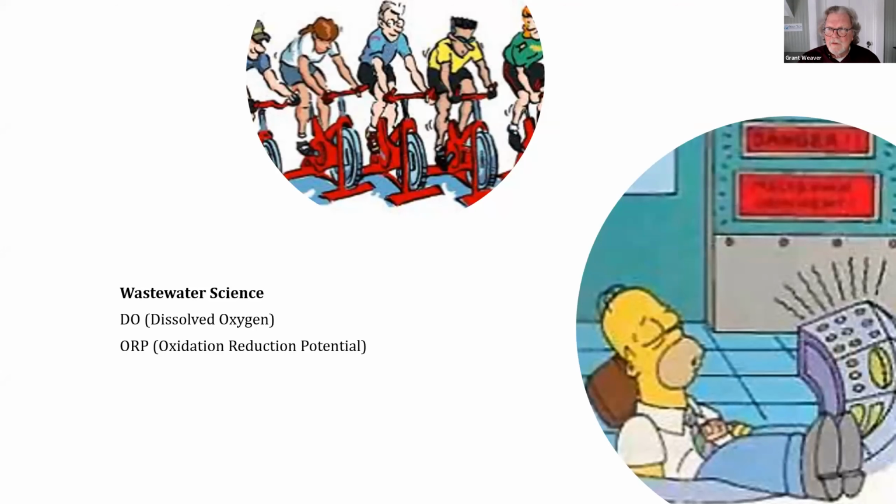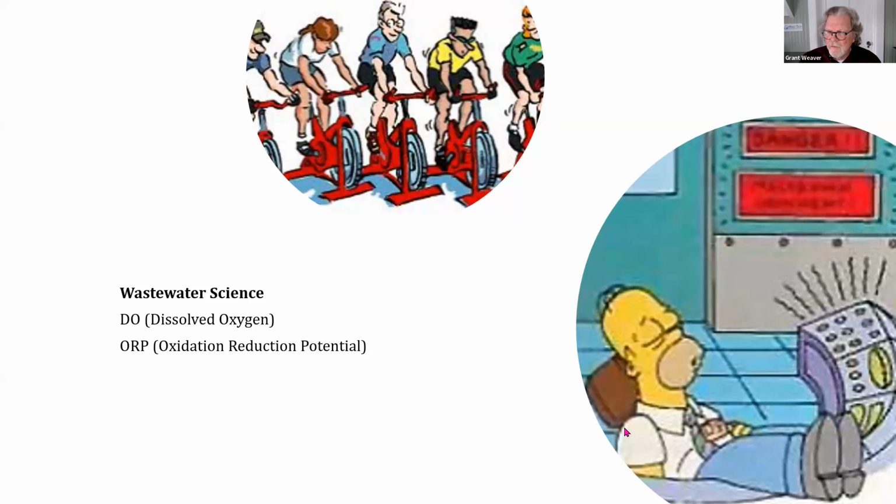ORP is an instrument that looks and acts a lot like a dissolved oxygen probe. The handheld ORPs, 10 feet away, many of them look the same as the same manufacturer's DO probe. Dissolved oxygen measures what? How much oxygen is in the environment.